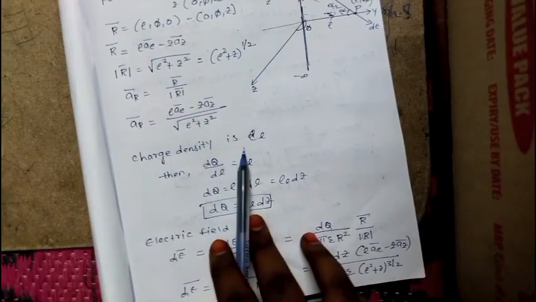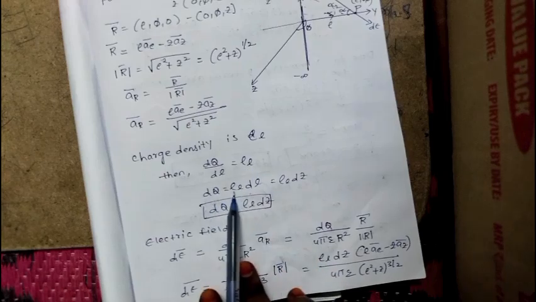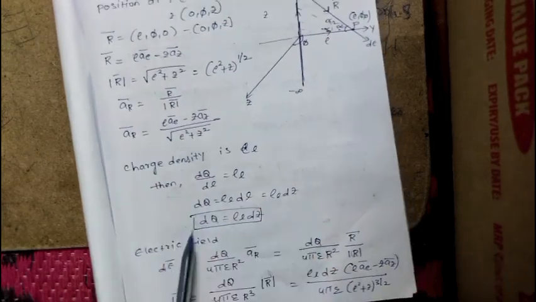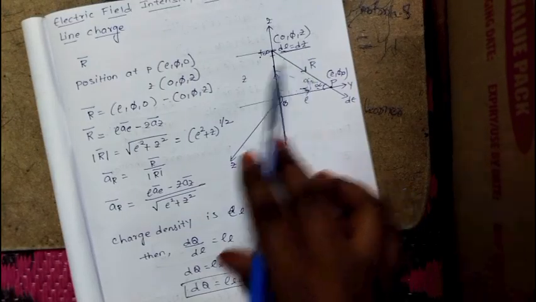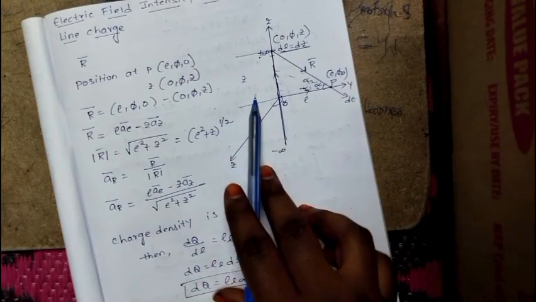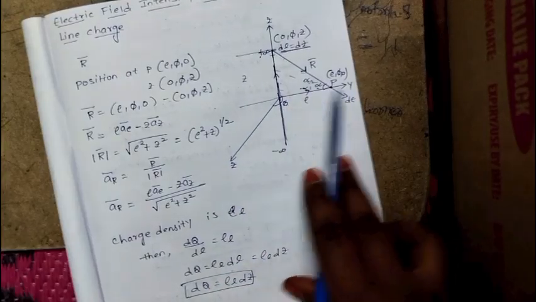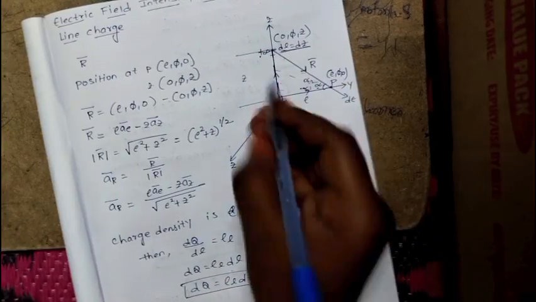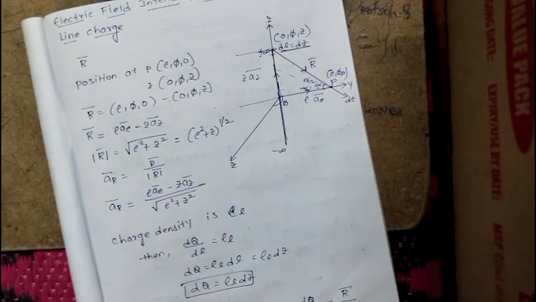Next, charge density is rho L. dq by dl is equal to rho L, so dq is rho L dl. dl is equal to dz. The length from plus infinity to 0 is z, and the length of this is rho, nothing but a z bar, nothing but a rho bar.